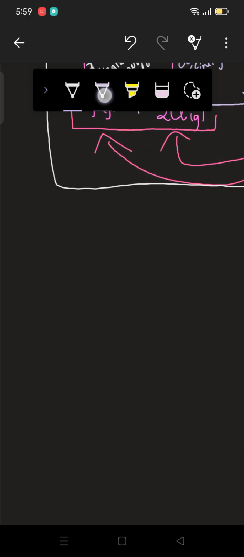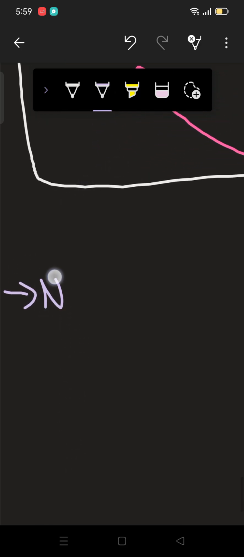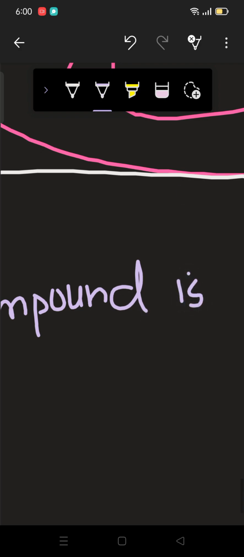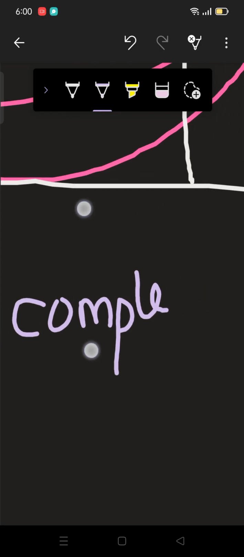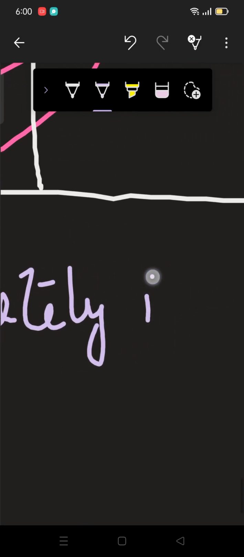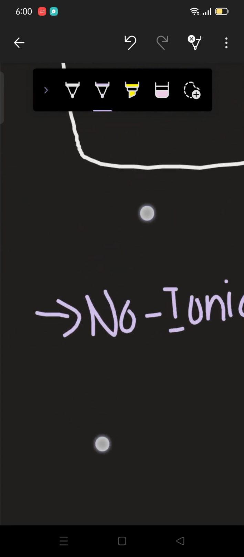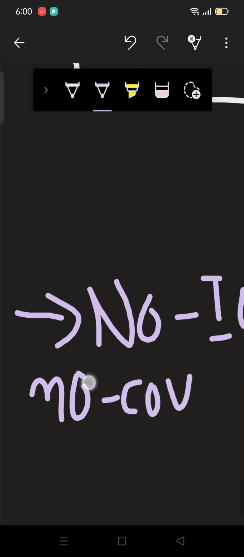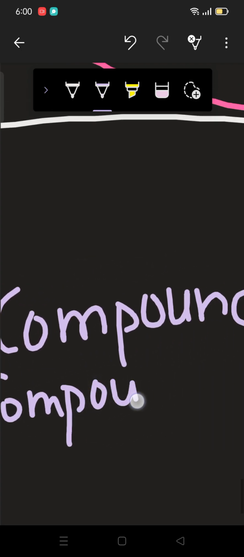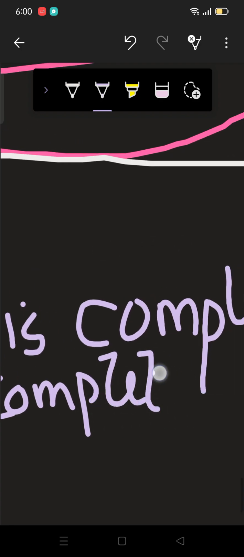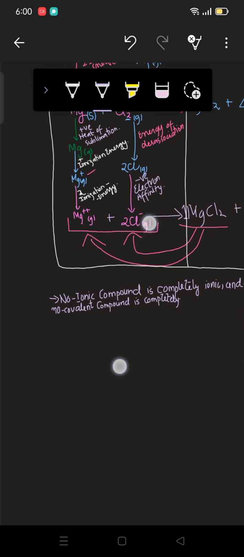Before moving towards Fajan's rule, I need to tell you that no ionic compound is completely ionic and no covalent compound is completely covalent. What did I mean by this, right? What did I mean by this?